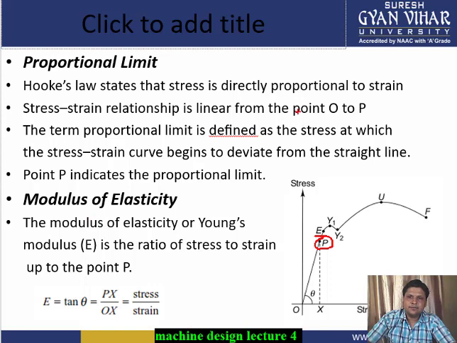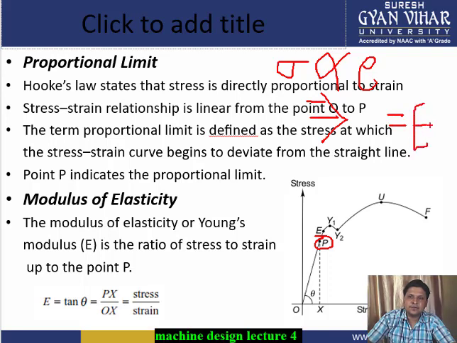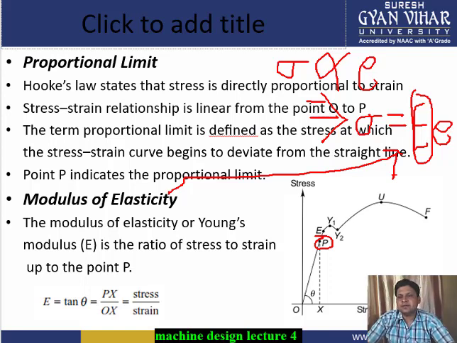And modulus of elasticity: according to Hooke's law, stress is directly proportional to strain. Then if you remove this proportional sign, you have to keep a constant, and that constant is known as the elastic constant. So you can write the above equation like this: stress is equal to capital E into e, where capital E is the modulus of elasticity, or Young's modulus.